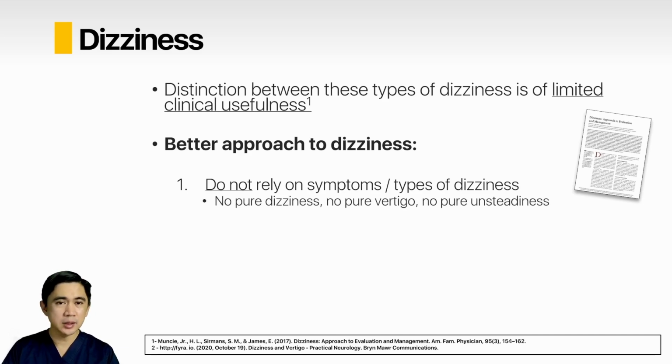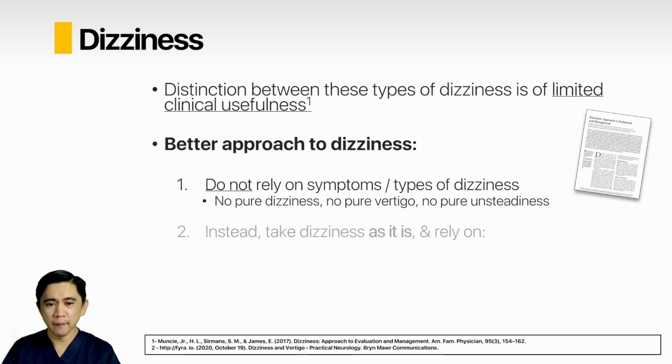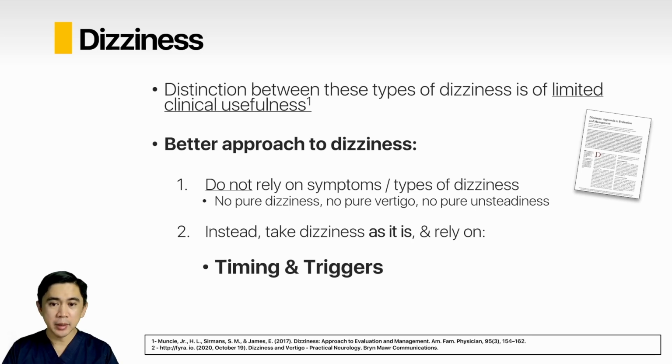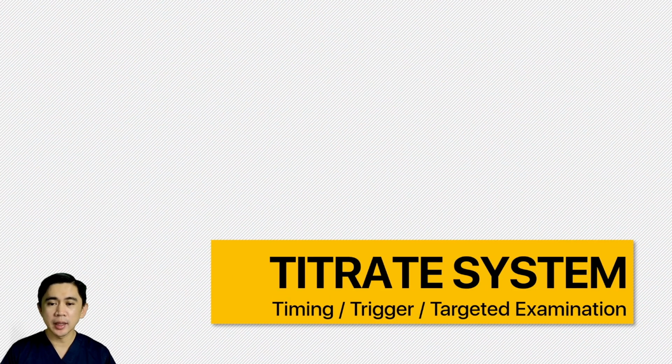There's no pure dizziness, there's no pure vertigo, there's no pure unsteadiness, all of which are already present in every kind of patients. Do not try to delineate which type of dizziness they have. Instead, take dizziness as it is, but rely on the timing and trigger. This will bring us to the TiTrATE system. The TiTrATE system stands for timing, trigger, and targeted examination.